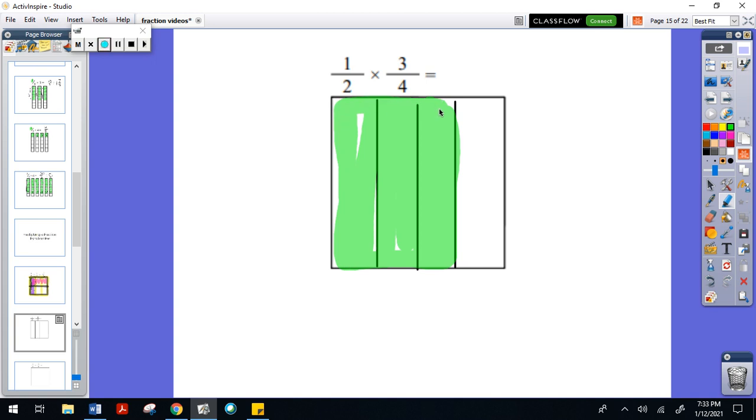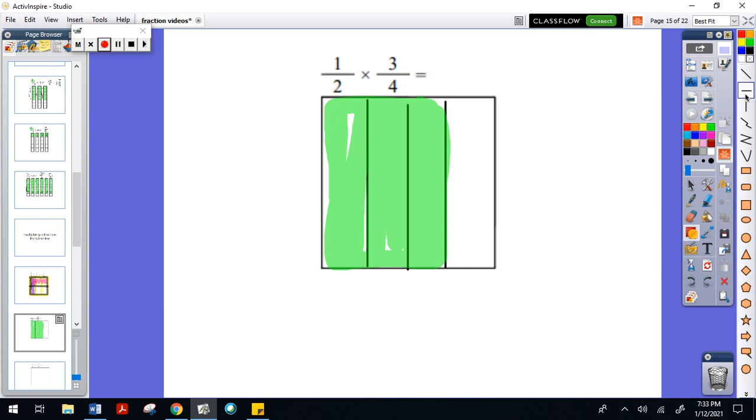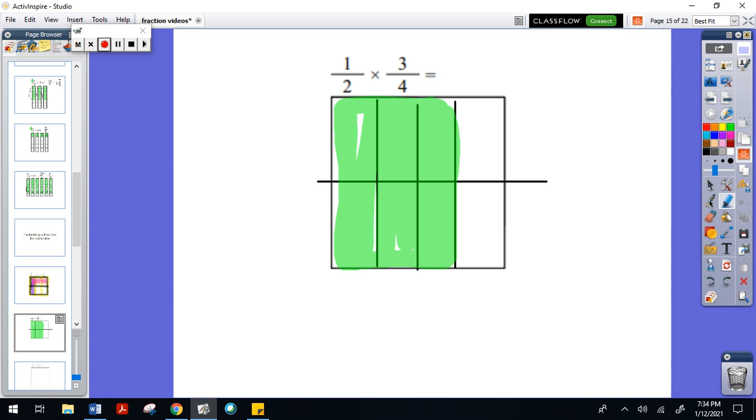Alright, now the next thing I'm going to do is I'm going to take 1/2. So I'm going to go the opposite direction and I'm going to break it apart into halves, like this. And if I break this apart into halves, I then color in 1/2. So if I color in 1/2, I'm going to go across to represent 1/2.